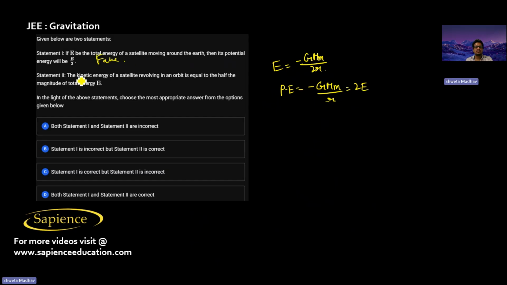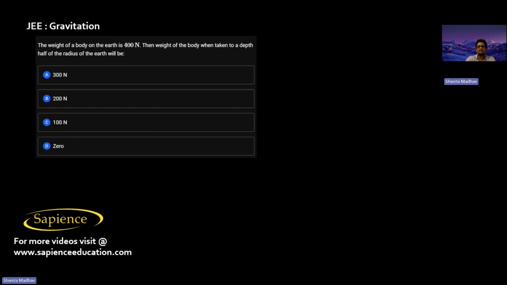Statement 2: the kinetic energy of a satellite in an orbit is equal to half the magnitude of the total energy. But kinetic energy is GMm by 2R, which is the same as the magnitude of the total energy. So it means statement 2 is also incorrect. So both statement 1 and 2 are incorrect. So option A is the correct option.